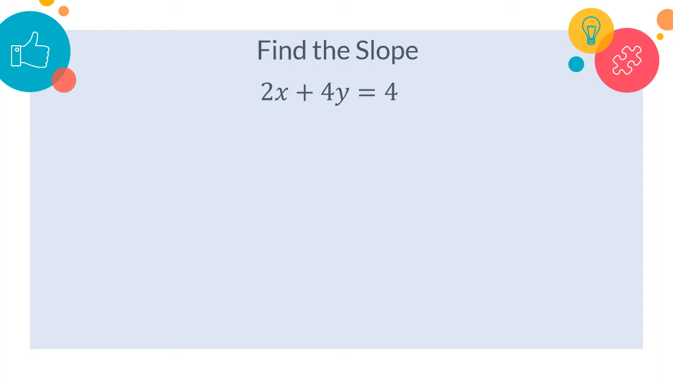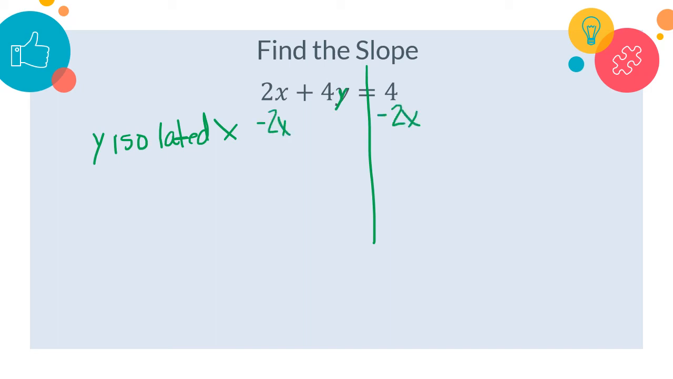Let's take a look here. First of all, is y isolated? Ooh, it's not. So I got to do a little bit of work here. Draw a line down my equal sign. If I'm trying to get y by itself, we're going to kick this x to the other side by using the inverse operation. So I'm going to minus 2x. 4 minus 2x. And then I have to do the inverse. Instead of multiplying, divide everything by 4.